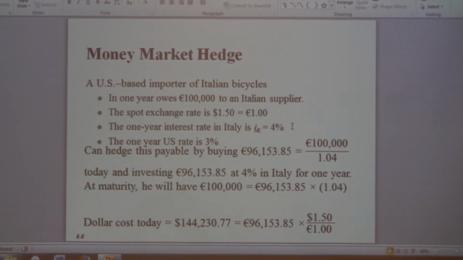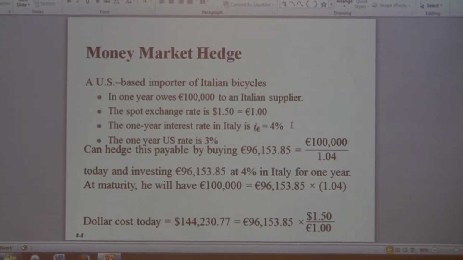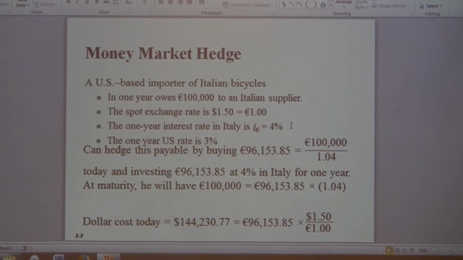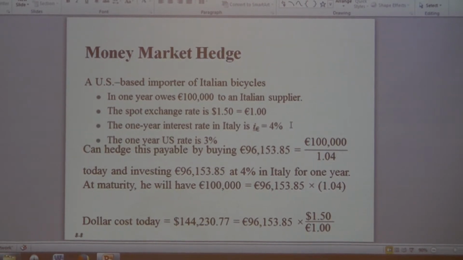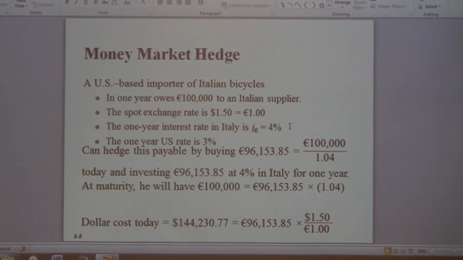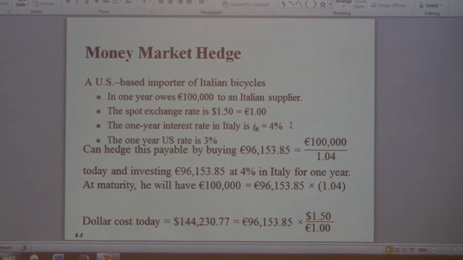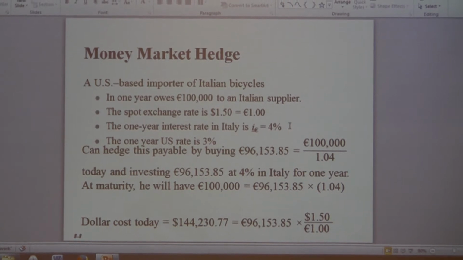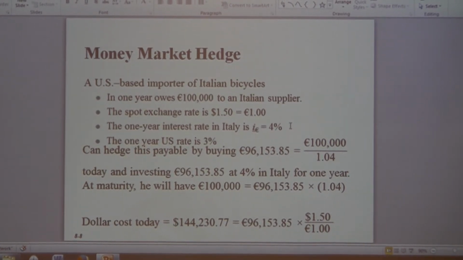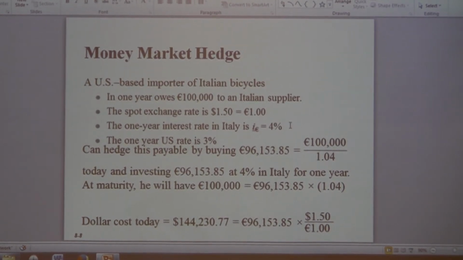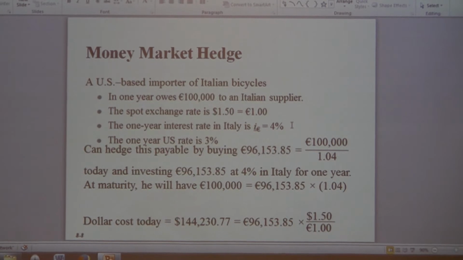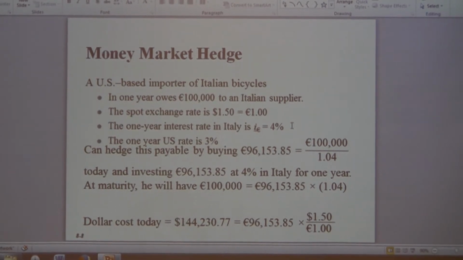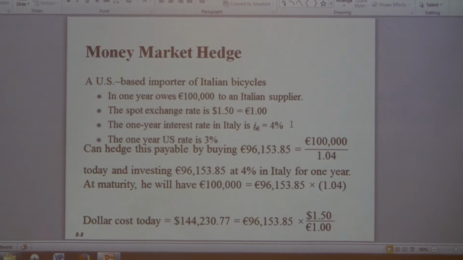Okay? Now, we could do the same example. What happens if, rather than having 100,000 euros payable, suppose you have 100,000 euros received? Now, if you do that, the numbers don't change, but the steps will change. Okay? So, in this case, if you are a US company receiving 100,000 euros, what would you do? Basically, what you can do is you can borrow the present value of the payment that you are receiving. So there, the number would be the same. So you could borrow the present value.